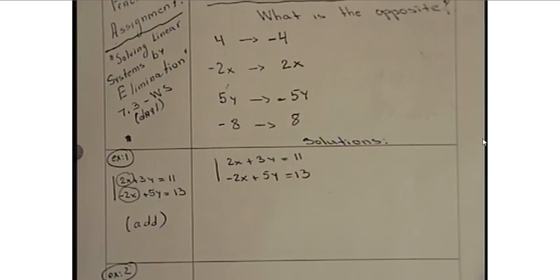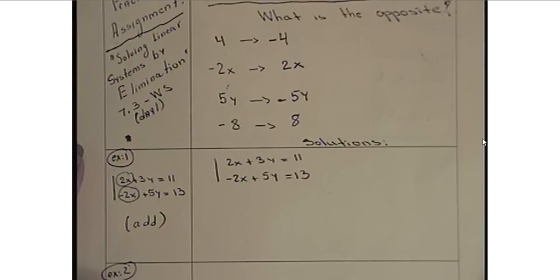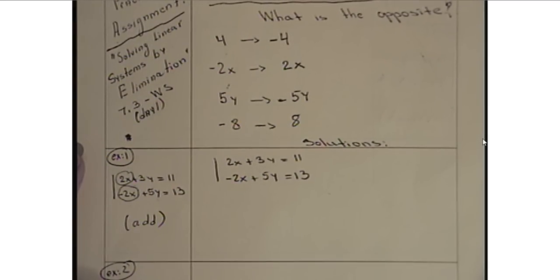So let's go ahead and write this here. 2x plus 3y equals 11, and negative 2x plus 5y equals 13. What the elimination method stands for is that we're going to add those two equations. So we will draw a line and start adding, just like you add 78 plus 11. You add each one of the numbers, right?